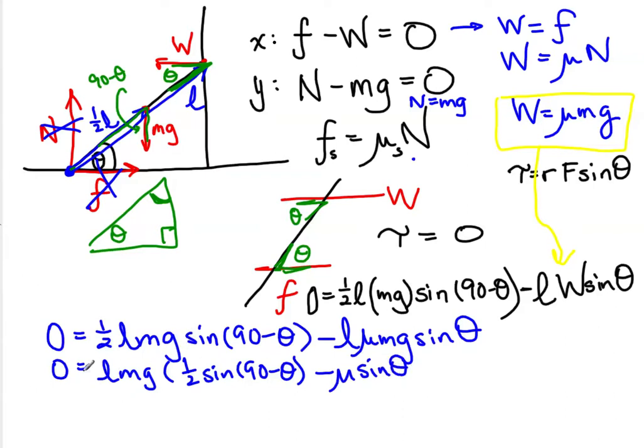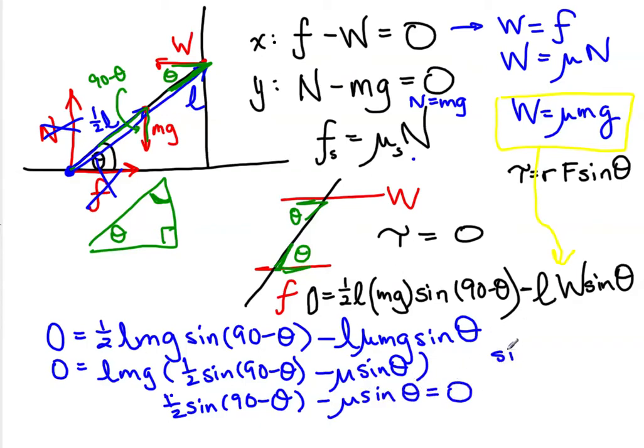So I can divide both sides by LMG because I know that none of them is equal to 0. And that tells me that, I forgot that parentheses, that 1/2 sine 90 minus theta minus mu sine theta is equal to 0. Now I'm going to do something clever. The sine of 90 minus theta is equal to the cosine of theta.